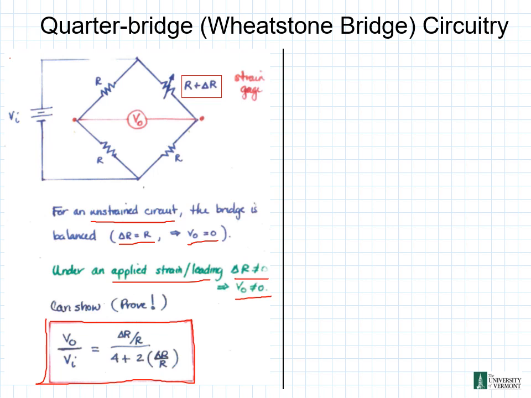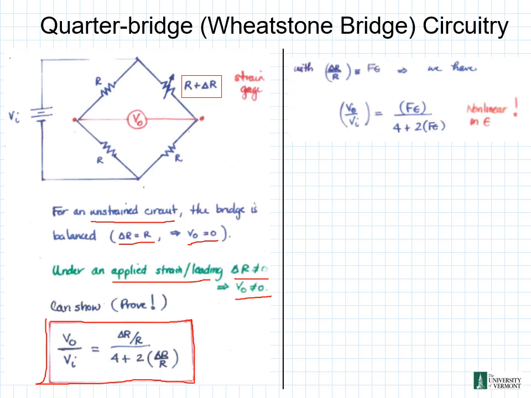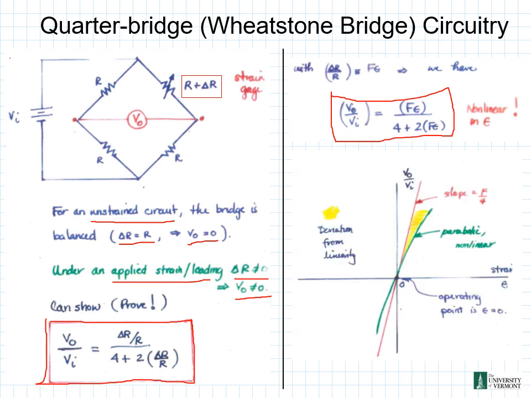Now, if we were to replace our delta R over R with F sub epsilon, we have the following relationship shown here. Our V naught over V_i is equal to F sub epsilon divided by 4 plus 2 times F sub epsilon, which is going to be nonlinear. And we can show our deviation from linearity in the following plot down here. On this plot, we have our strain, epsilon, on the x-axis, our origin right here, and on the y-axis we have V naught over V_i.